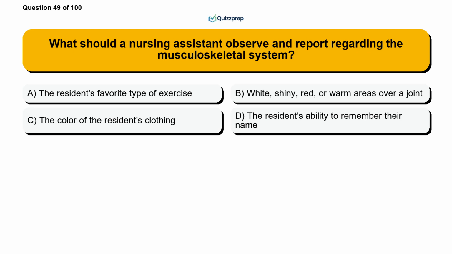Question 49. What should a nursing assistant observe and report regarding the musculoskeletal system? Option A. The resident's favorite type of exercise. Option B. White, shiny, red, or warm areas over a joint.